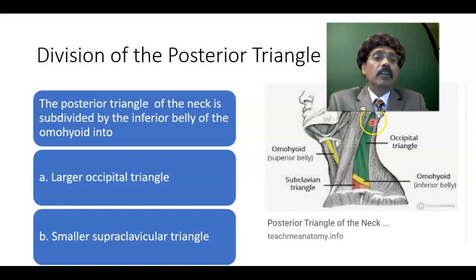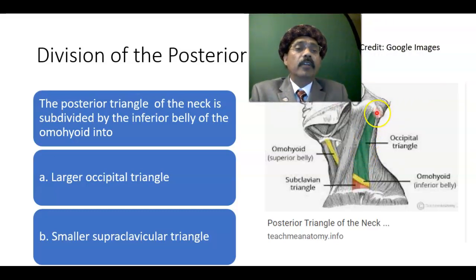The smaller one is the subclavian triangle, and the larger one is the occipital triangle. This is the occipital triangle. The apex is formed by the union of the sternocleidomastoid and the trapezius at the superior nuchal line of the occipital bone.